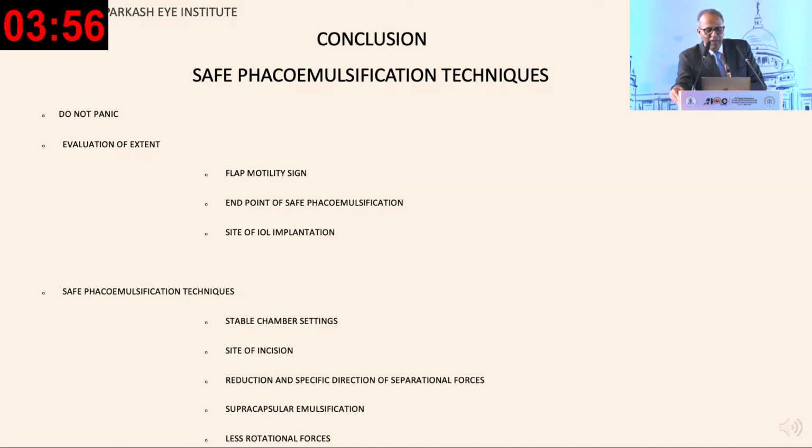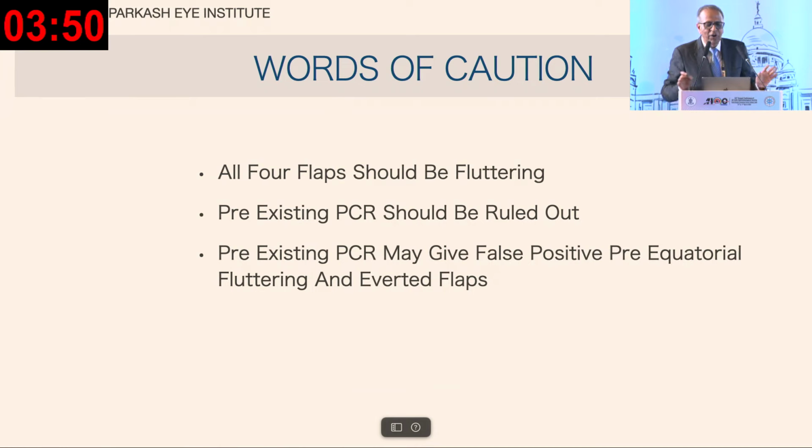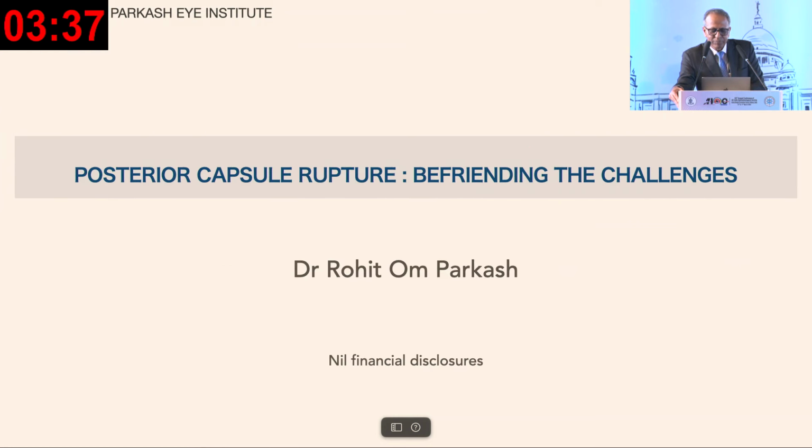Site of IOL implantation is very important. Safe phacoemulsification techniques, which I have already talked about. A word of caution, I have already said, all 4 flaps should be fluttering. Pre-existing PCR should be ruled out. Pre-existing PCR may give a false positive pre-equatorial fluttering and everted flaps.